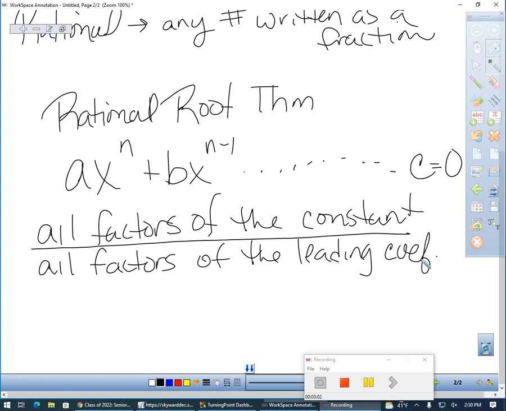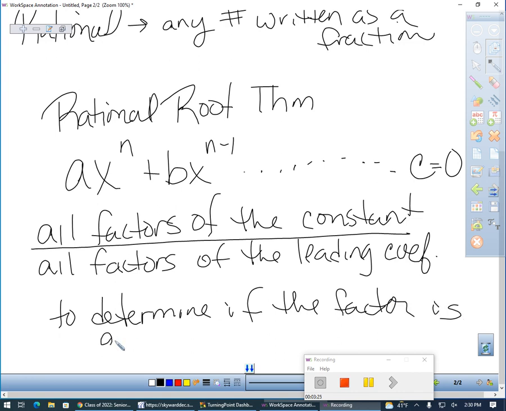All right. Once you get those factors, however many there are, to determine if the factor is a root, plug in and hope it equals 0. If not, then it's not a root. It doesn't, right? It would have a remainder. Okay?